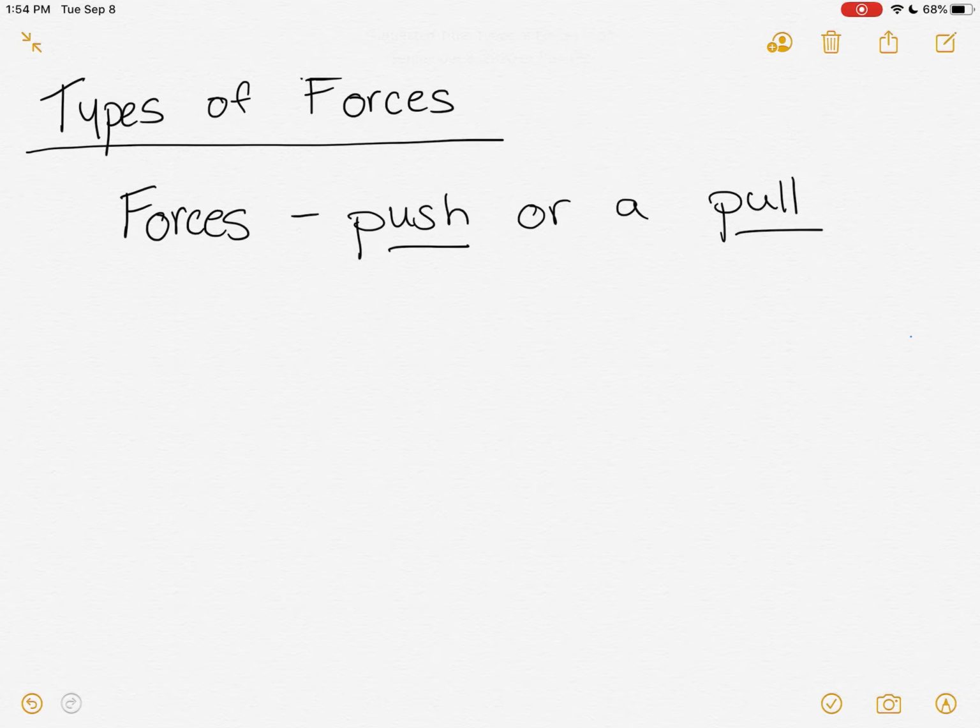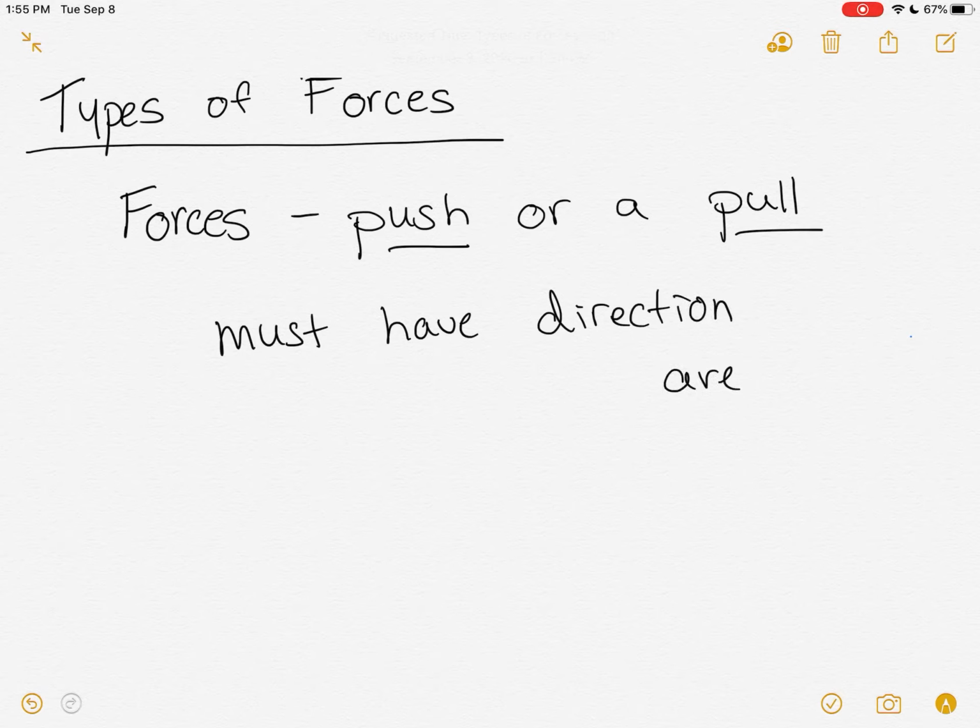Since it's a push or a pull, it must have direction, which means that our forces are vectors. So they have both magnitude and direction. Every time we're dealing with a force, we have to talk about the magnitude of the force, but also the direction that the force is going in. The symbol for forces is a capital F with an arrow over top because it is a vector. Vectors include both magnitude and direction, and so our force has the little arrow that signifies that it is a vector quantity.